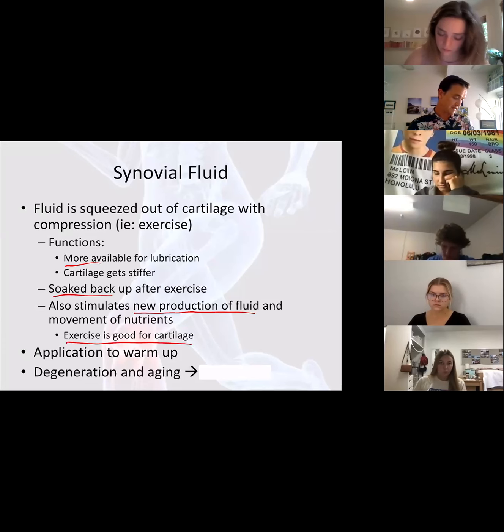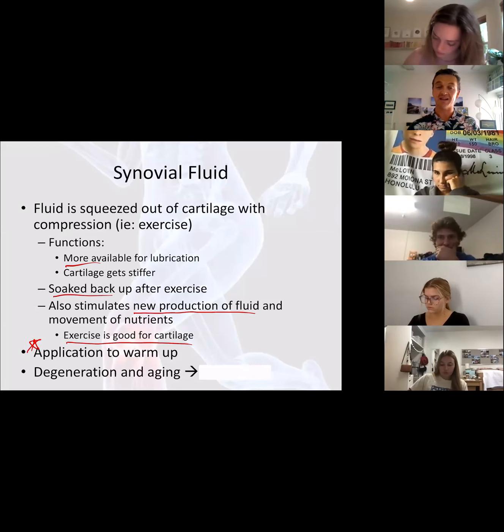Okay, so the application to the warm-up is kind of already there. I think we've talked about it, that if you warm up, you're doing a couple things. You're warming up that fluid, so it becomes a little bit easier to move. And then secondly, you're pushing more fluid in, so you have more lubrication, as well as you're making that cartilage stiffer by getting that all ready before you start exercising.